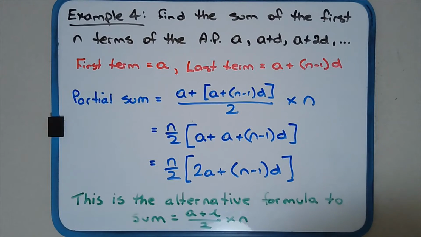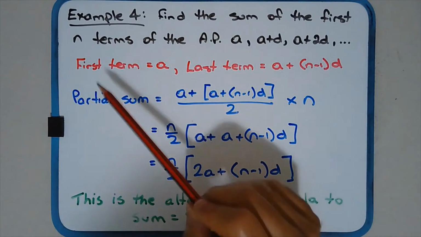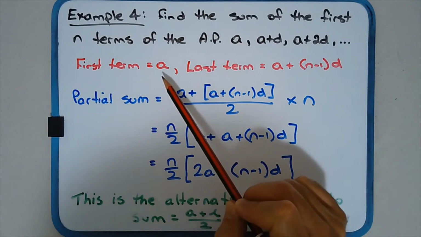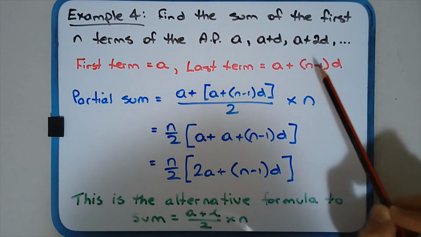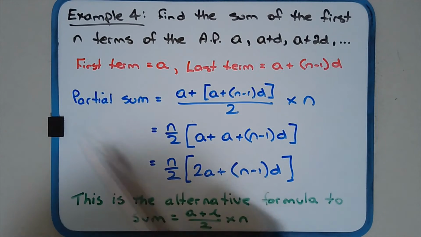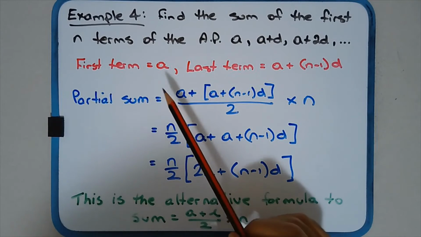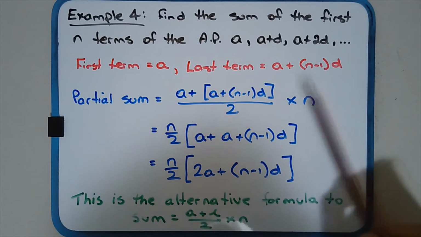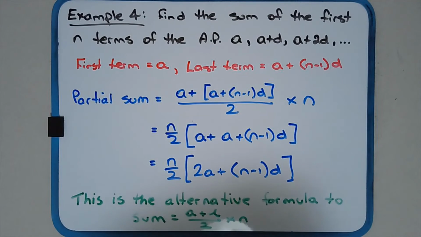Example 4. Find the sum of the first n terms of the arithmetic progression a, a plus d, a plus 2d, and so on. Now the first term of this AP is a, and the last term is a plus (n minus 1)d. There are n terms that we're going to add together in this arithmetic progression. So let's use the same formula that we used in the previous examples. That is, the partial sum is found by taking the average of the first and last terms and then multiplying it by the number of terms that we're going to add together.